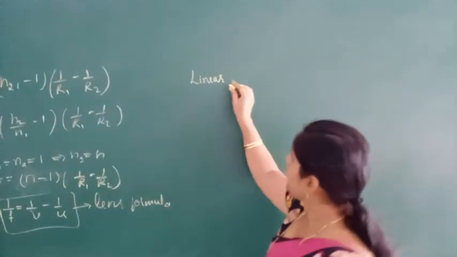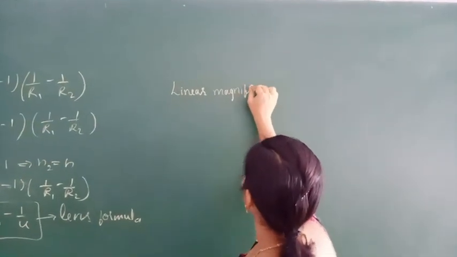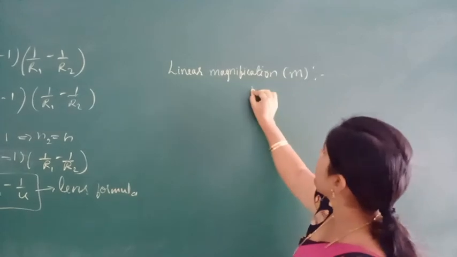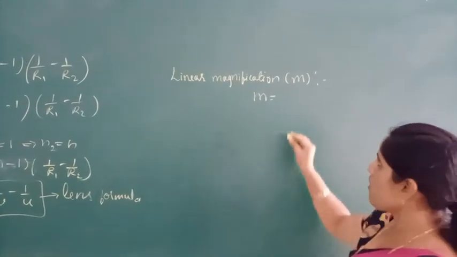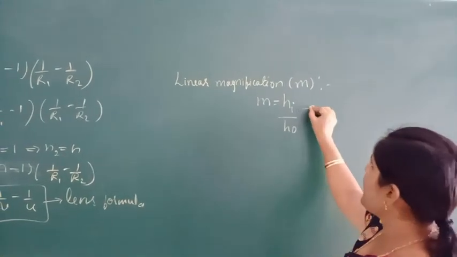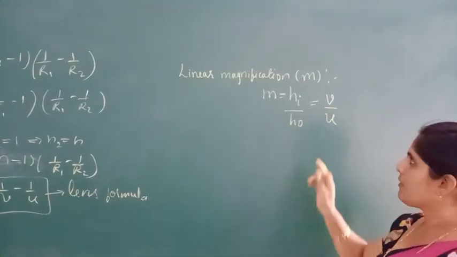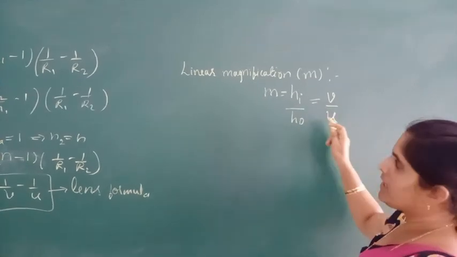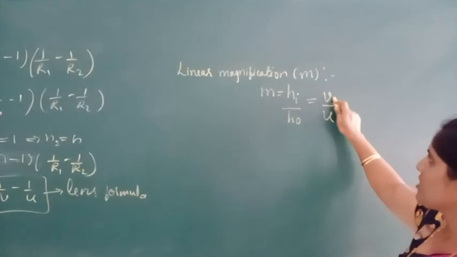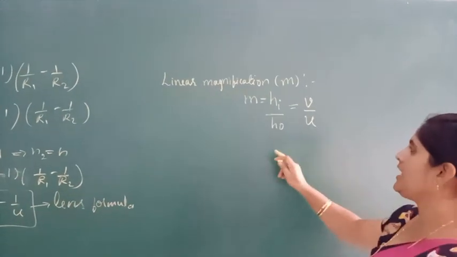Okay. Linear magnification for thin lenses. Linear magnification is denoted by M. It is the ratio of height of image to the height of object, or it can also be defined as the ratio of image distance to the object distance. It can be written as hi by ho or v by u. Okay, so this is the linear magnification.